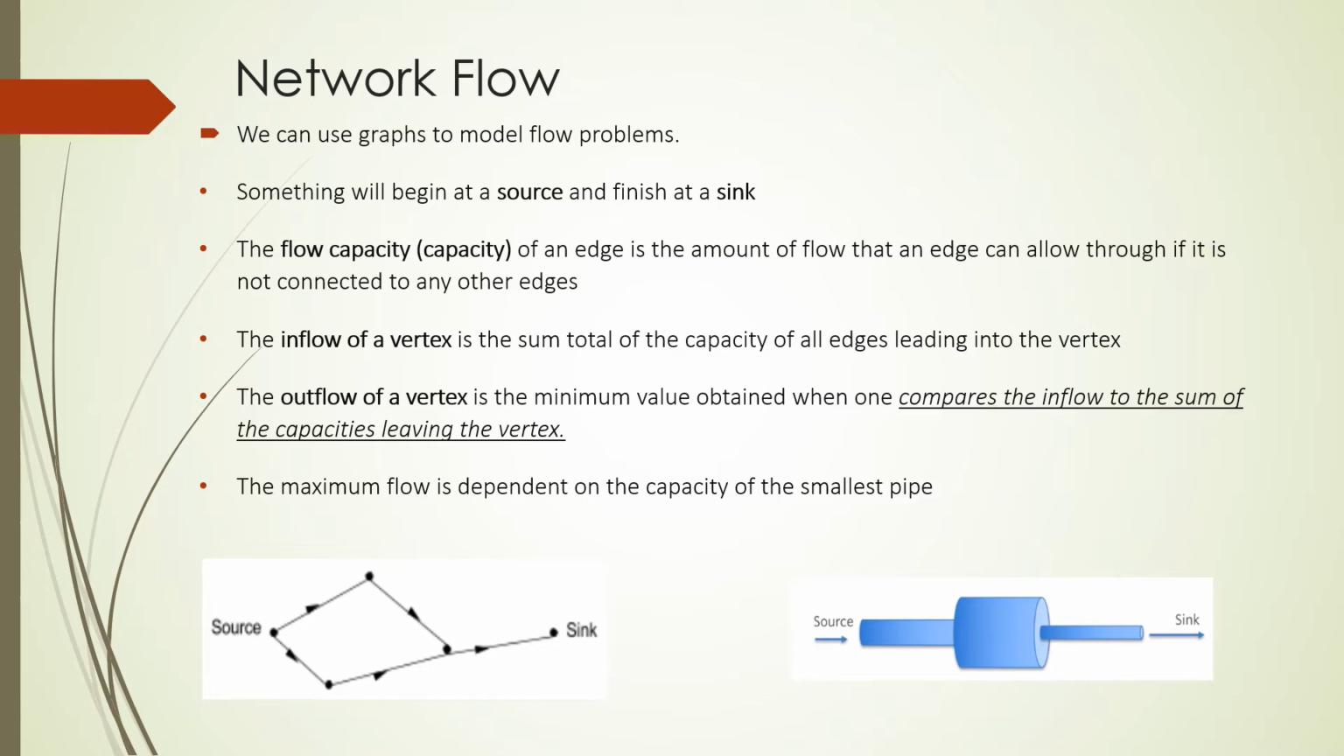Each of our vertices will have an inflow, so the sum of the capacity of all edges leading into that vertex, as well as an outflow, which we'll be looking at a bit more on the next slide. But essentially, that's the minimum value attained when one compares the inflow to the sum of the capacities leaving the vertex. The maximum flow is also largely dependent on the capacity of the smallest pipe, and this will lead right into our maximum flow, minimum cut content we'll be looking at.